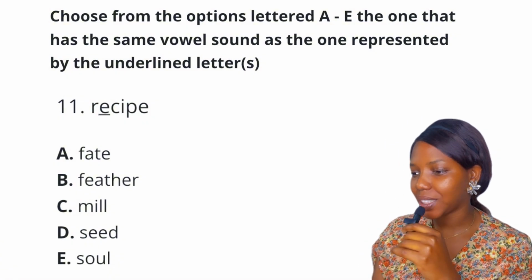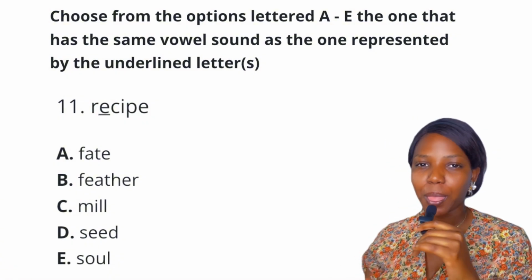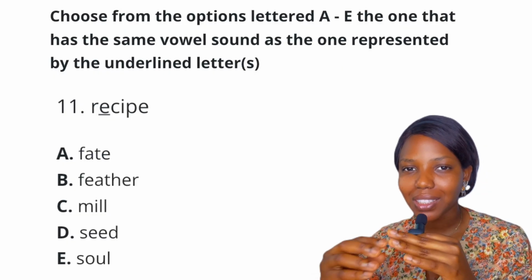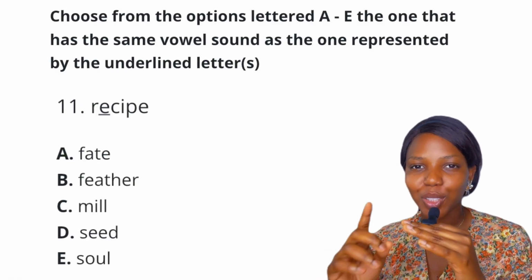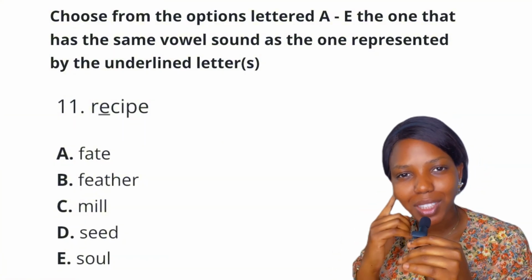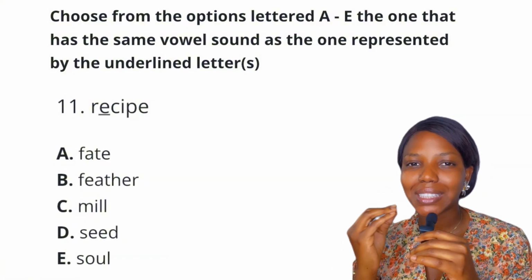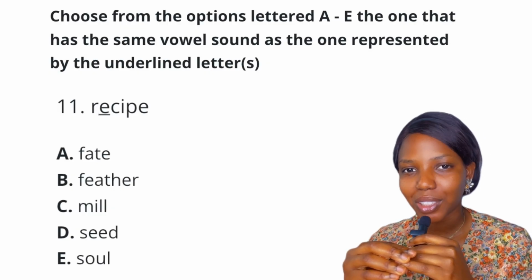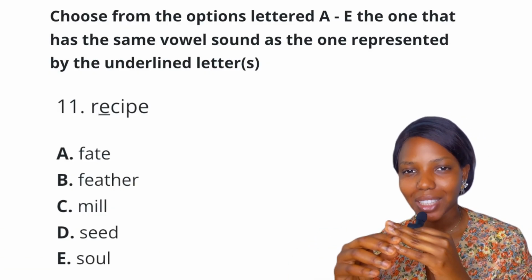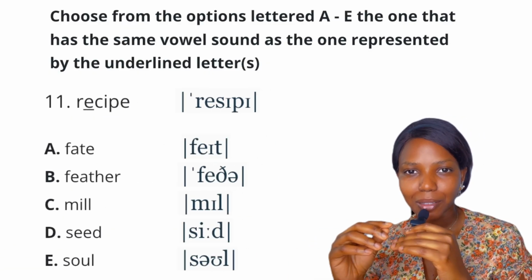Question 11. Choose from the options letter A to E the one that has the same vowel sound as the one represented by the letters on the line. Now note, English spellings and English sounds are like twins that never look alike. So don't be deceived, ignore the spelling and listen for sounds. Okay, so let's find out what recipe is really cooking for us. So the word is recipe, letter E is on the line, and it is eh.